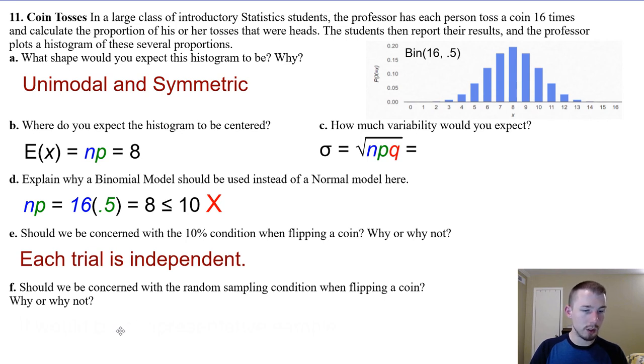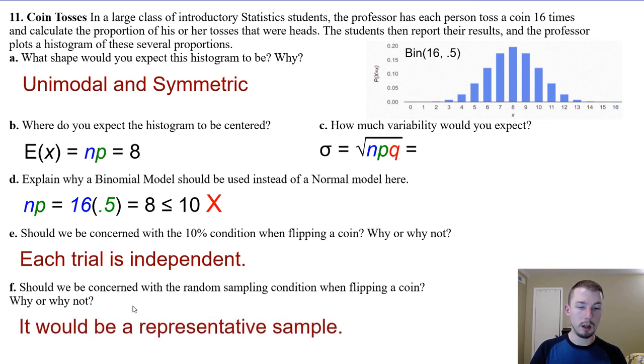Should we be concerned with random sampling? No, it's kind of the same issue. It would be a representative sample. You can't really have any bias when you're flipping a coin, anything like that. So we're good to go.